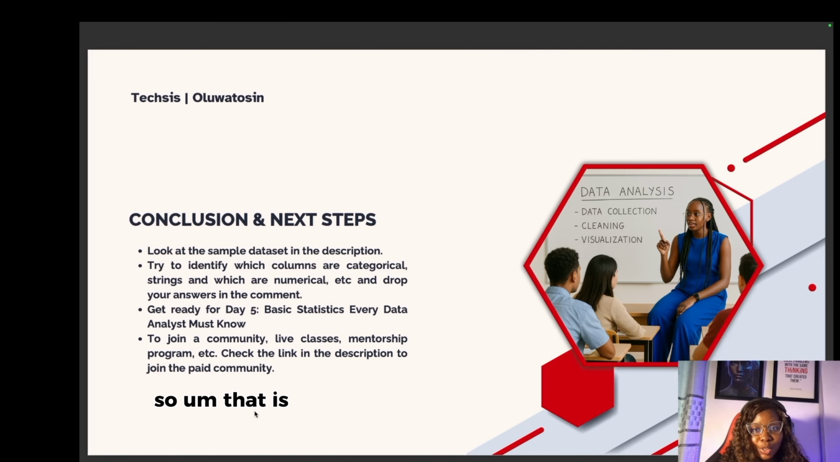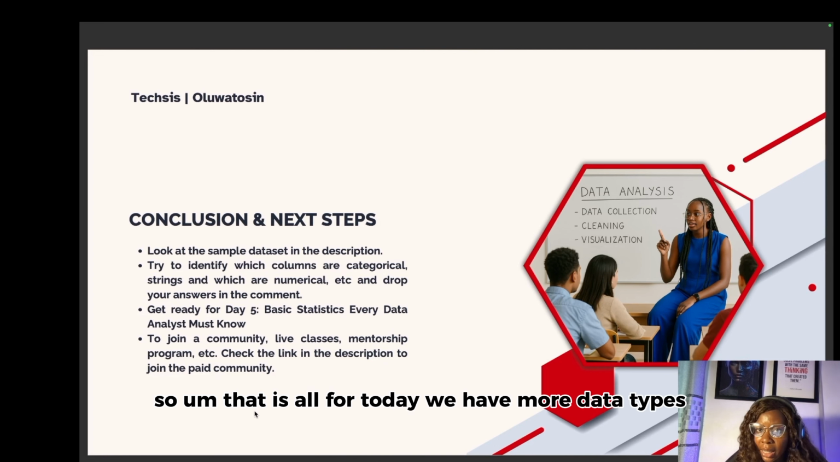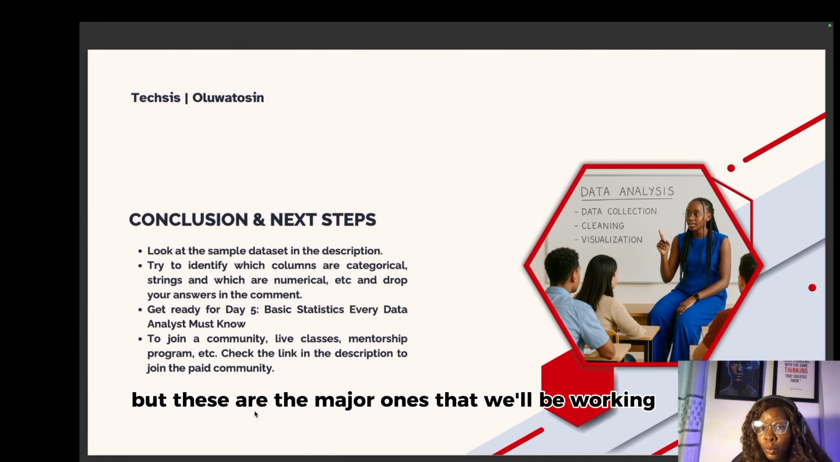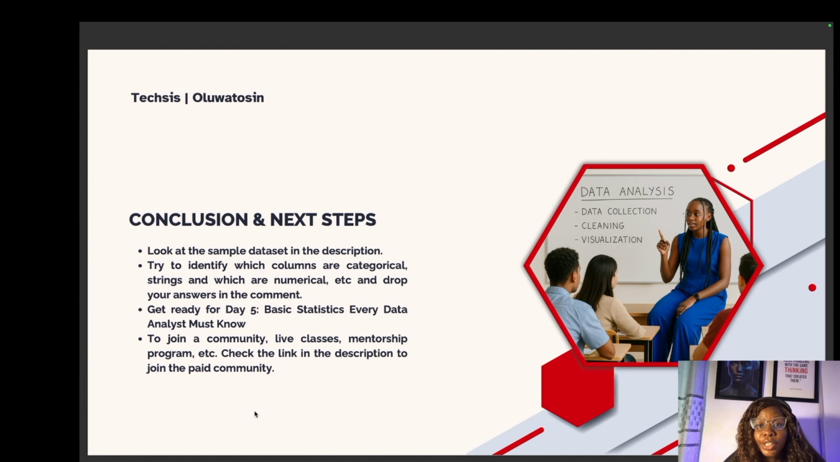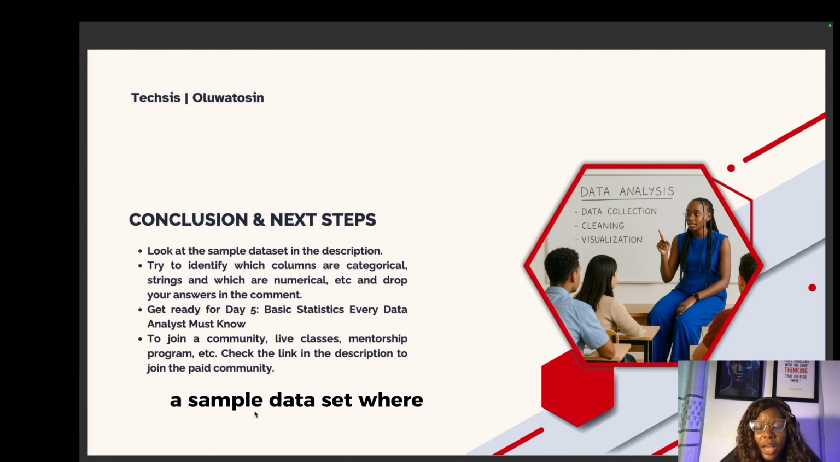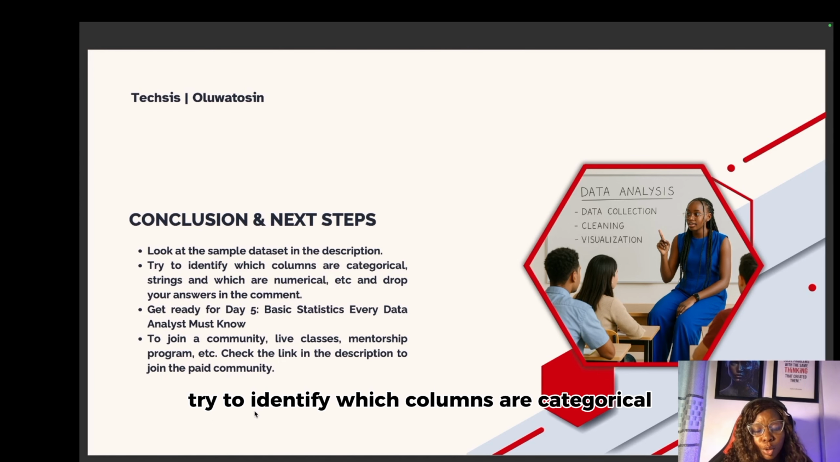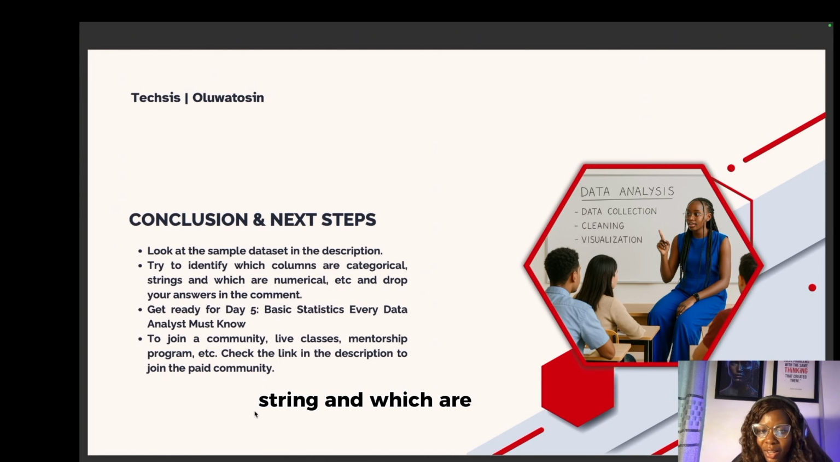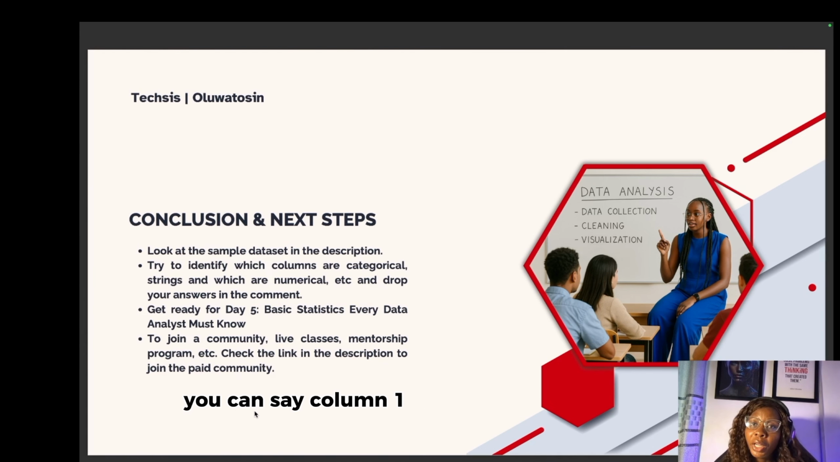So that is all for today. We have more data types, but these are the major ones that we'll be working with for the purpose of this class. Check the link in the description to download a sample data set where you're going to identify the data type for each of the columns. Look at the sample data set in the description. Try to identify which columns are categorical, string, and which are numerical. Let me know your answers in the comments. You can say column 1 equals this data type, column 2 equals this data type, and like that.